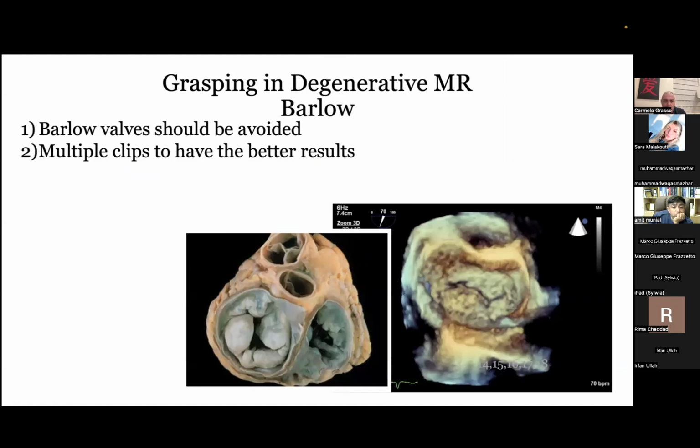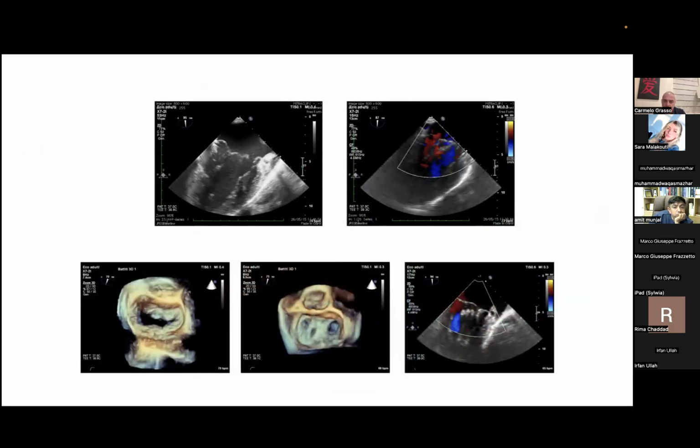Barlow disease should be avoided. Barlow disease is something much more complex to treat, and I think that the surgeon may do the best job, probably even by changing the valve. But sometimes you have to deal even with this kind of patient, and very often you have to put more than one clip to have a better result.